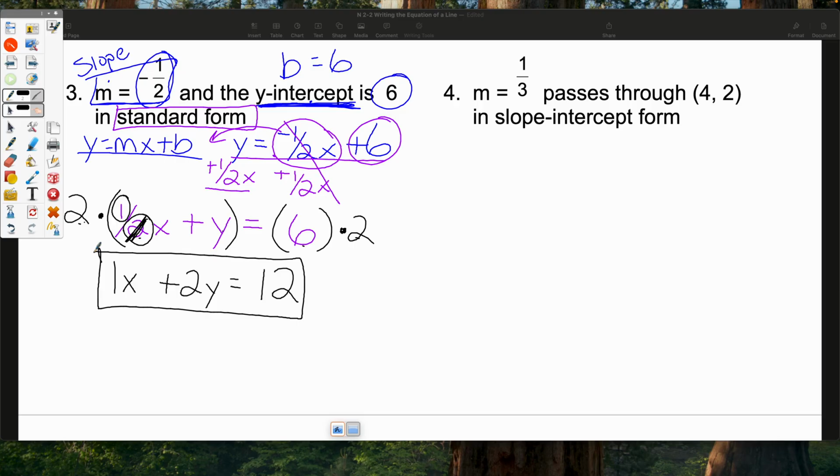So if you need to do 2 times 1/2 in your calculator, that's fine. Or you can just think of it, we're multiplying by the bottom to cancel the bottom part out. So whatever's on top will remain on top with your x. X plus 2y equals 12.